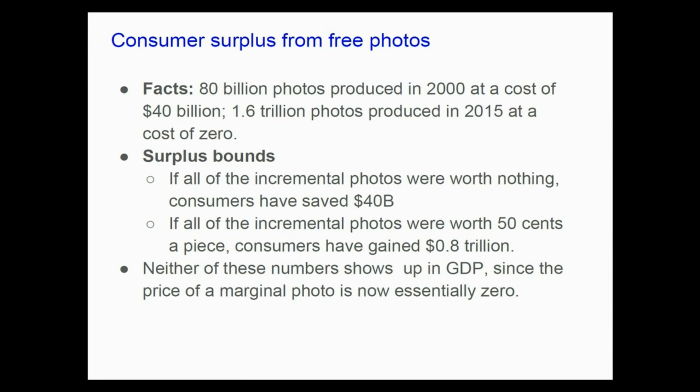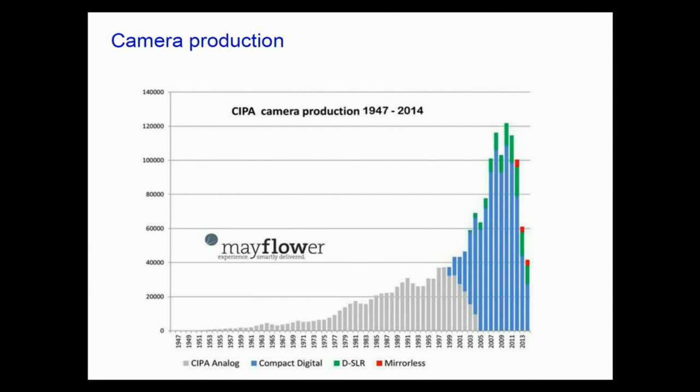There are many, many, many photos produced. And neither of those numbers shows up in GDP since, as I said, the price of a marginal photo is effectively zero these days. Here's a picture of what camera production looks like. The gray line is traditional cameras, the blue lines are digital cameras, and then right at the end you see the digital cameras dropping off precipitously because everybody has their smartphone with them all the time, and a large fraction of photos taken today are taken using a phone rather than a traditional camera.